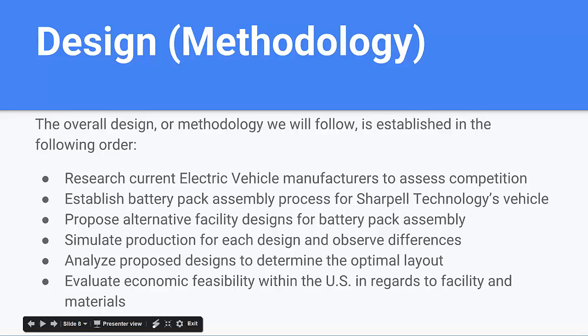The overall design or methodology we will follow is established in the following order. Research current electric vehicle manufacturers to assess competition. Establish battery pack assembly processes for Sharpell Technologies' vehicle. Propose alternative facility designs for battery pack assembly. Simulate production for each design and observe the differences. Analyze proposed designs to determine the optimal layout. Evaluate economic feasibility within the U.S. in regards to facility and materials.